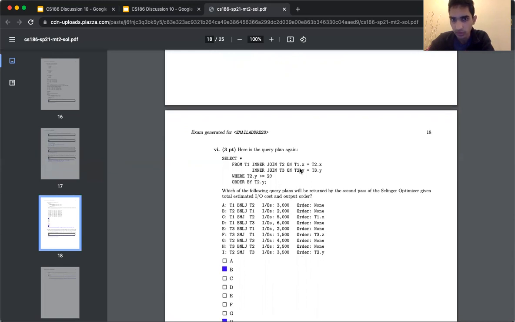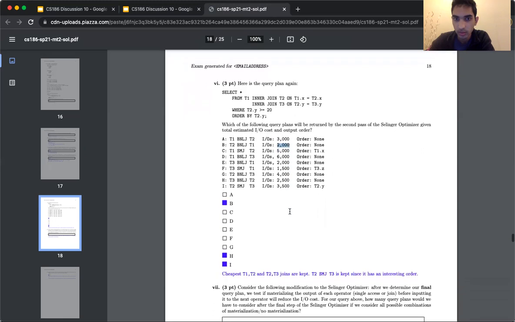Okay, so what is the lowest cost join between T1 and T2? If you look through everything, you'll notice that that's B, T2 BNLJ T1, with the IO cost of 2000. If you look for the lowest cost join of T2 and T3, you'll notice that that is this one, T3 BNLJ T2 with the IO cost of 2500.